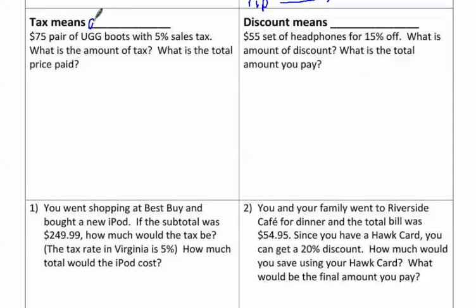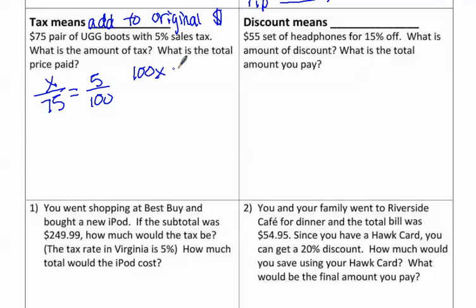Tax means you add to the original. So if I want to buy a $75 pair of Uggs boots with a 5% sales tax, what's the amount of tax, and what's the total price paid? So again, you want to find out the tax on the original price of $75 with a 5% tax, and that's going to be over 100.